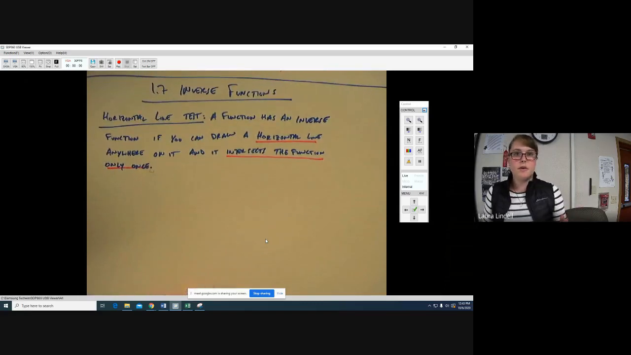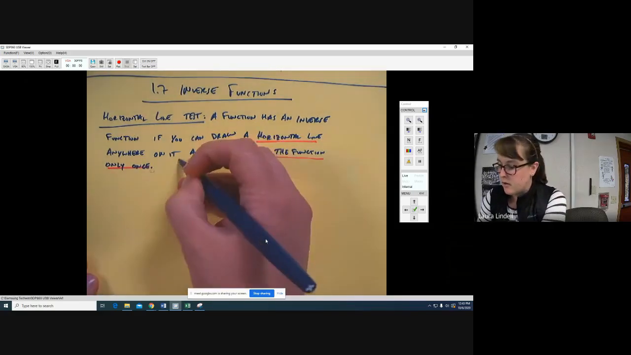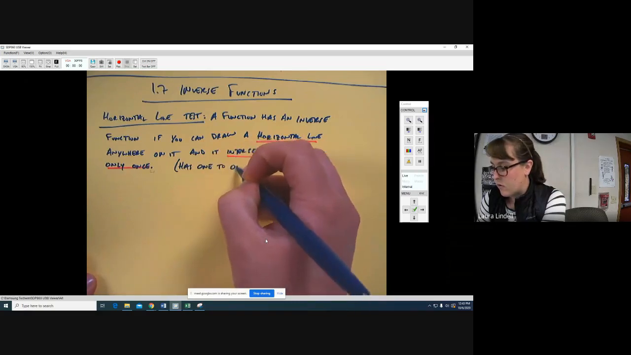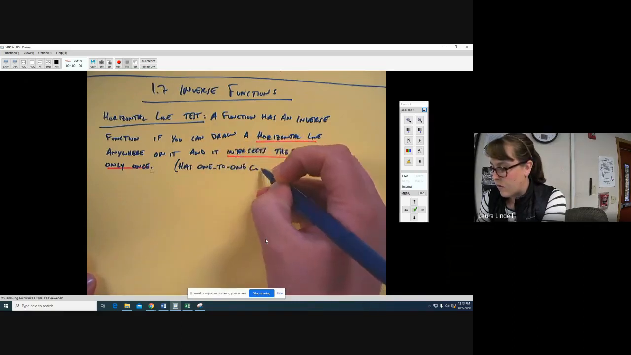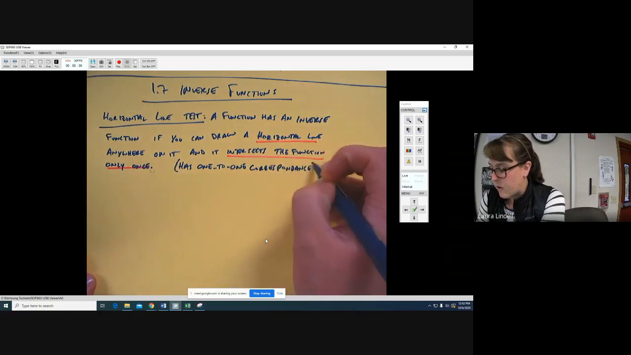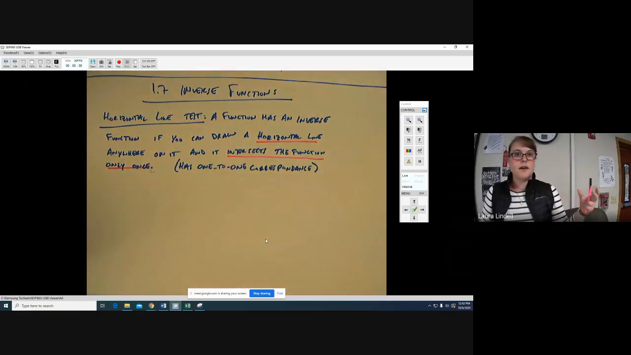So this concept of the horizontal line test illustrates something called one-to-one correspondence. Which basically means that each x value matches up with only one y value and vice versa. So each x value and y value are a pair. And there's not y values that are attached to multiple x values, and there's not x values that are attached to multiple y values.